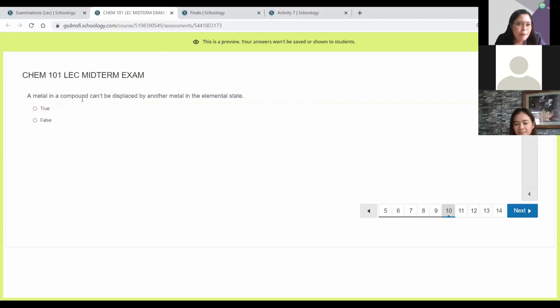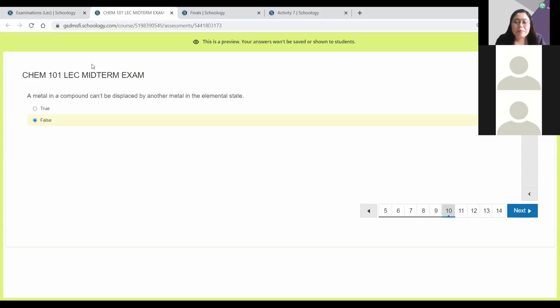Next, a metal in a compound can't be displaced by another metal in the elemental state. This one is false because remember, we have the single replacement reaction wherein more reactive metals are capable of replacing original metals in our compounds. So this is permissible as long as the metal to be used as a replacement is more reactive.